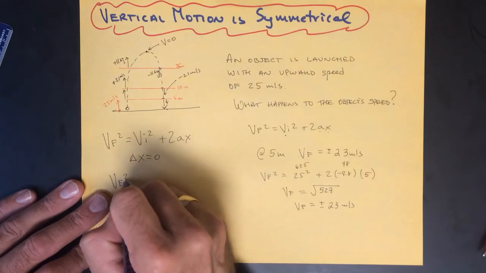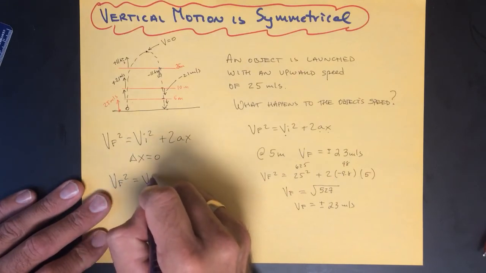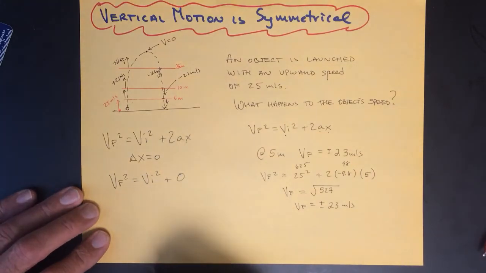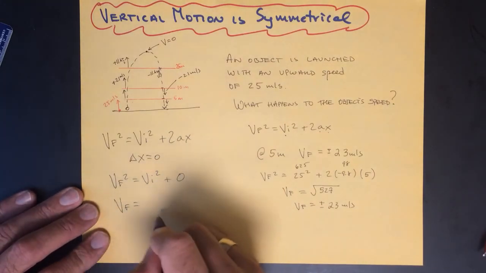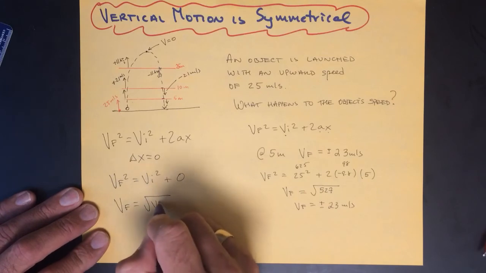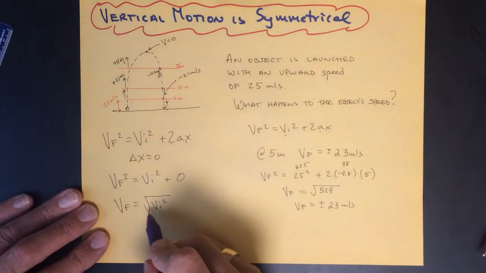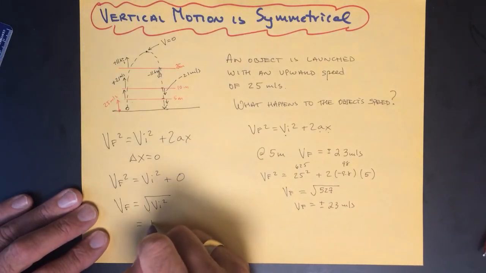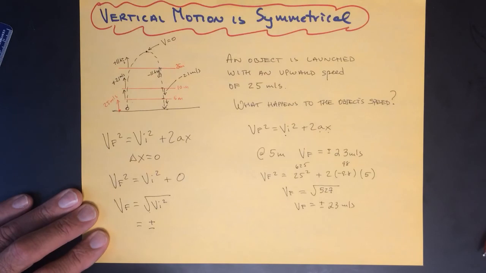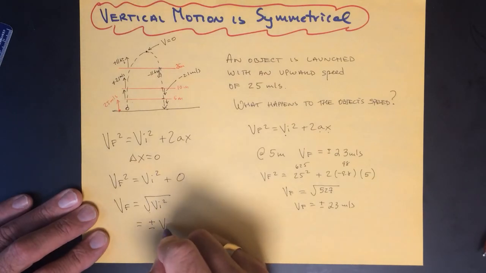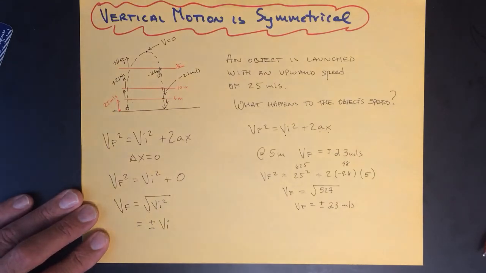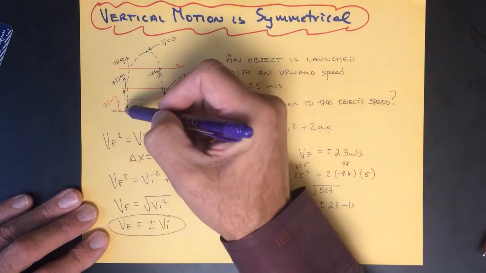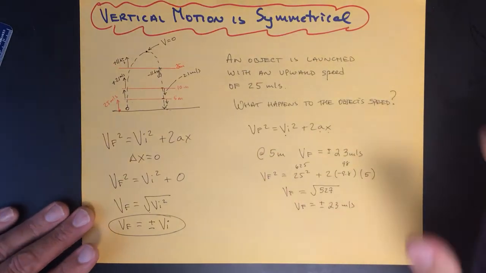So Vf squared is going to be equal to Vi squared plus 0, which means the final velocity is going to be equal to the square root of the initial velocity squared. And the square root of a square is going to be equal to plus or minus Vi. Okay, so whatever goes up is going to come down with the same speed.